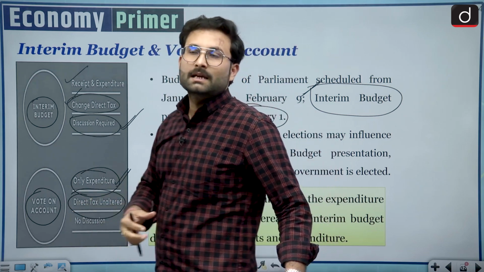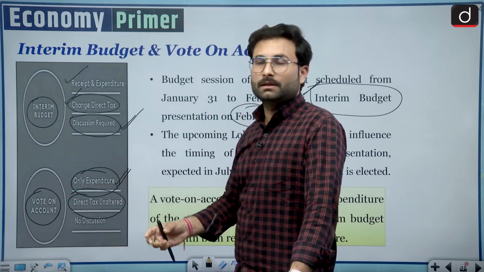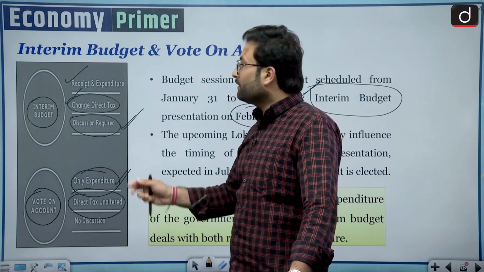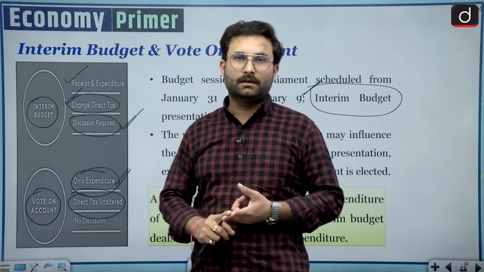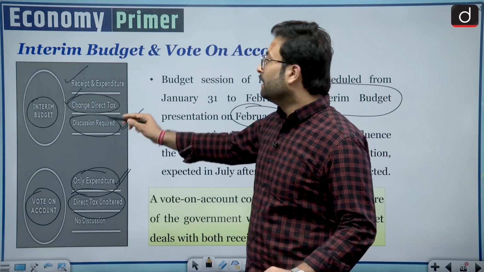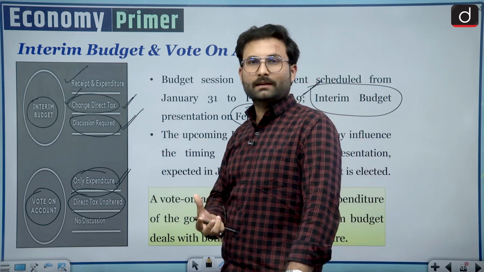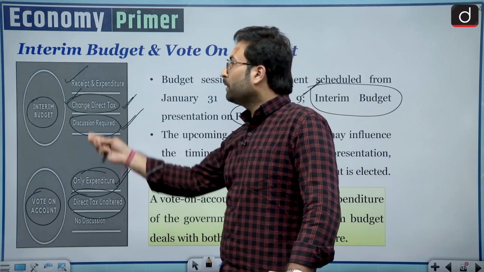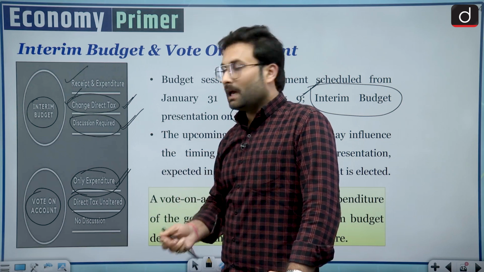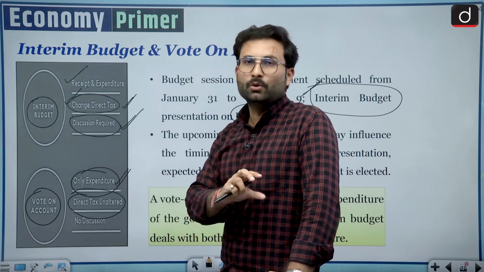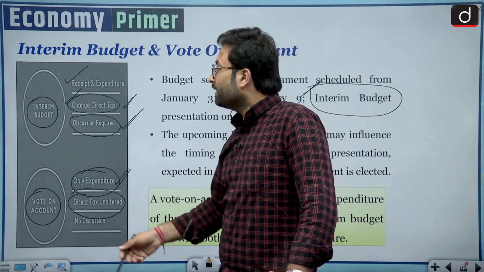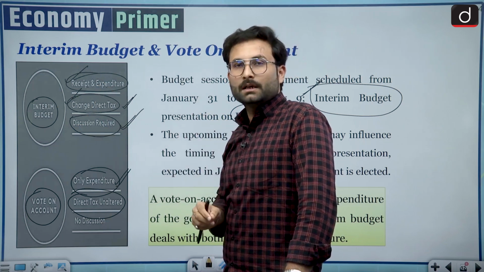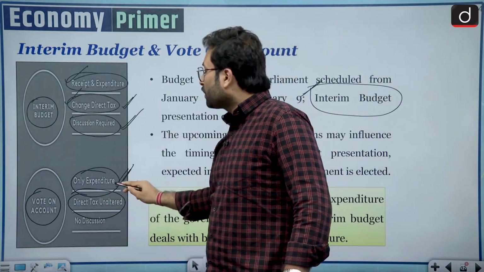Then we have direct tax. In the event of vote on account, these direct taxes will be unaltered. There won't be any change in direct taxes. As I told you, in interim budget, you can change the tax rates, tax slabs, etc. So there can be a change in direct tax, but when we are talking about vote on account, there cannot be any change in the direct tax. With the interim budget, there will be a voting and discussion, and with vote on account, there will only be a vote and no discussion in the parliament. In the interim budget we talk about revenue, both receipt as well as expenditure, and in vote on account we only talk about the expenditure.